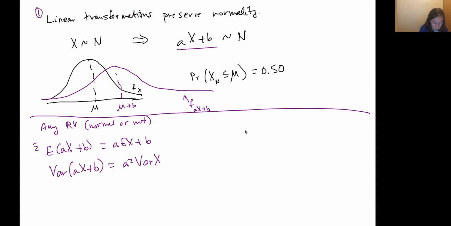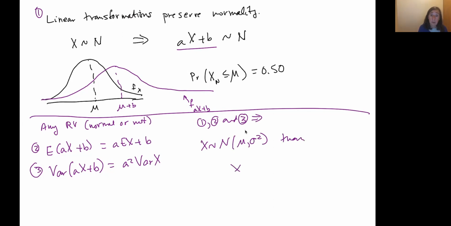This 1, 2, and 3. And what this says is 1, 2, and 3 imply that if X is normal with mean mu and variance sigma squared, then we know the full distribution of the linear transformation AX plus B. It is also normal with mean A mu plus B, which I should have written in here, by the way, and a variance of A squared sigma squared.